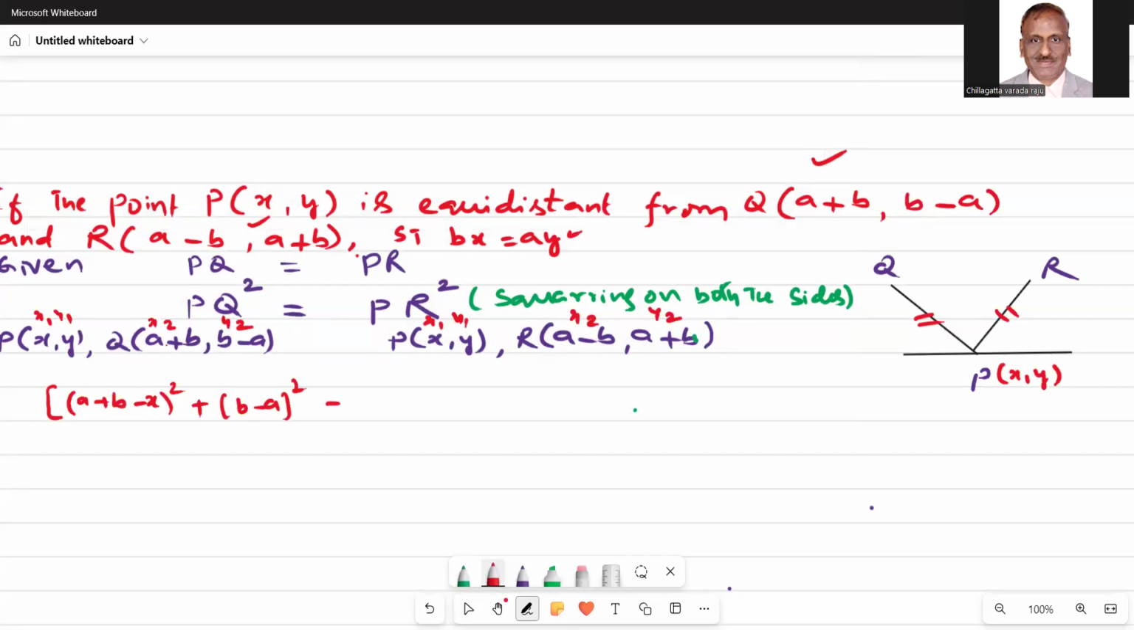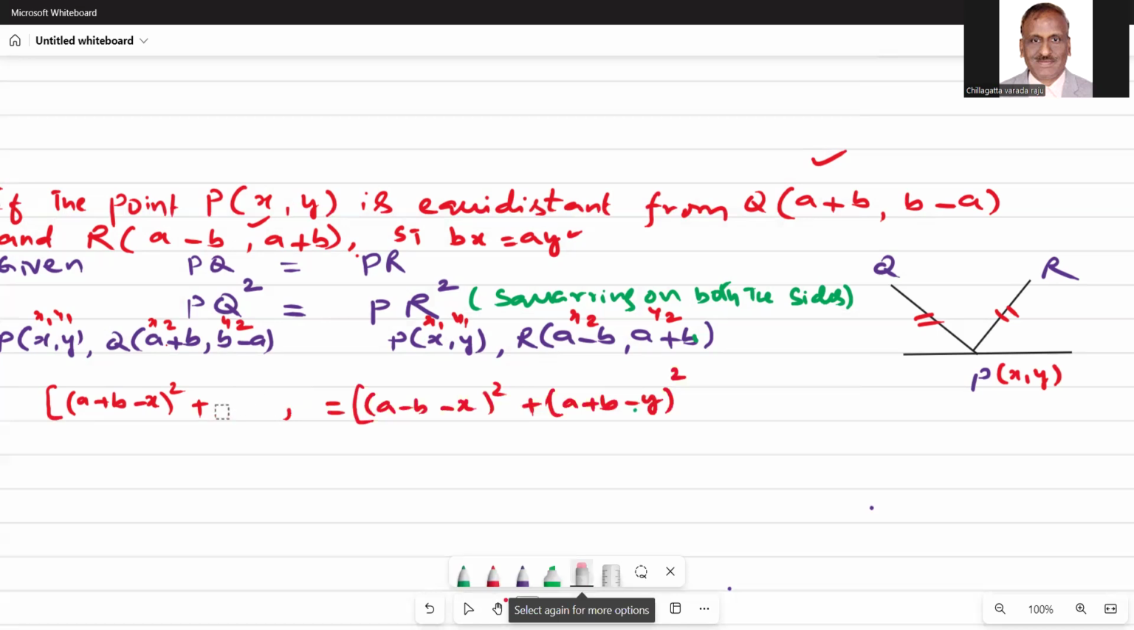And in the RHS, what are you going to do? x2 minus x1 whole square. What is your x2? A minus b minus x whole square, plus y2 minus y1 whole square. What is your y2? Y2 is a plus b. What is our y2 minus y1? B minus a, and y1 is y, so a plus b minus y, whole square.